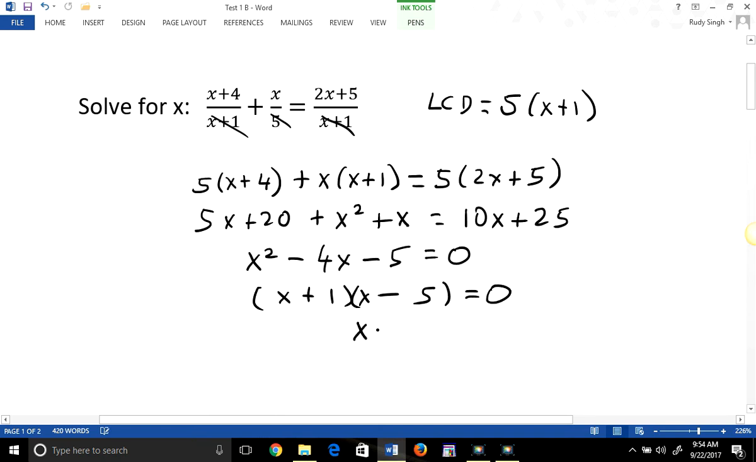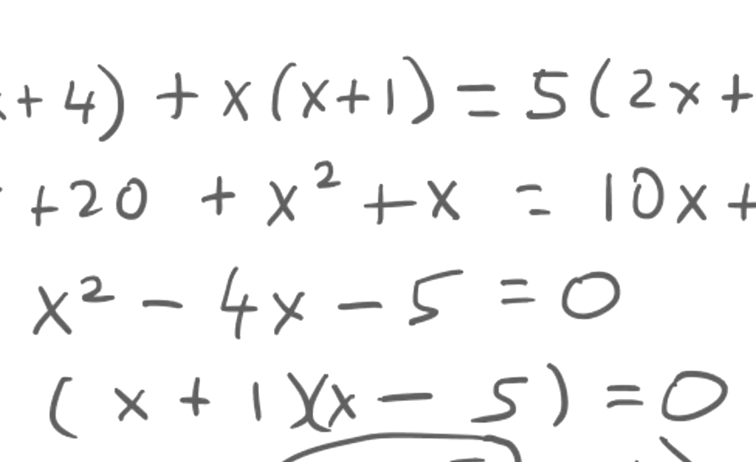And then so x is equal to 5, and x is equal to negative 1. However, remember, in our original, we had x plus 1 in the denominator, and so x cannot equal negative 1. If you look at the original problem, x equals negative 1 is not a solution. So my only solution is x equals 5.